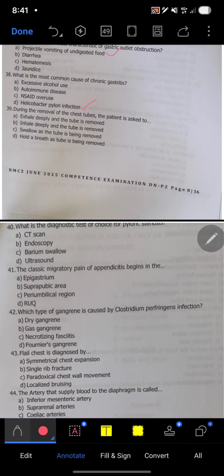39. During the removal of the chest tubes, the patient is asked to. The correct answer here is, of course, D, which is hold a breath as the tube is being removed.